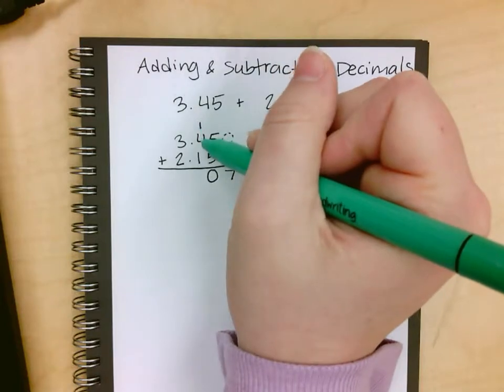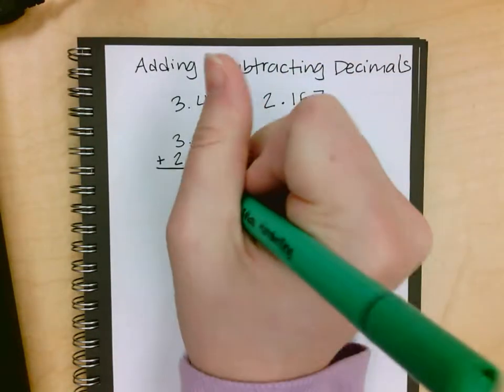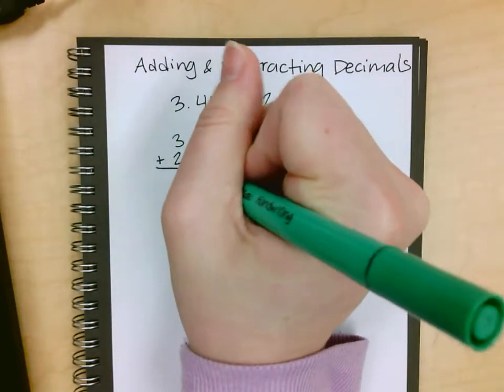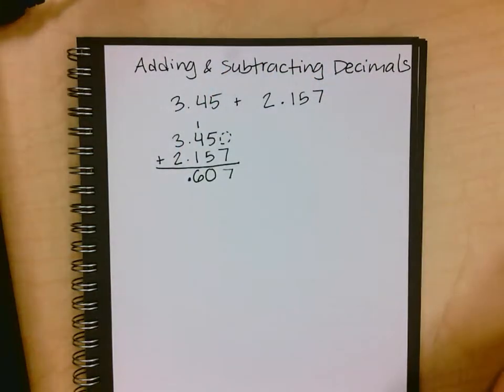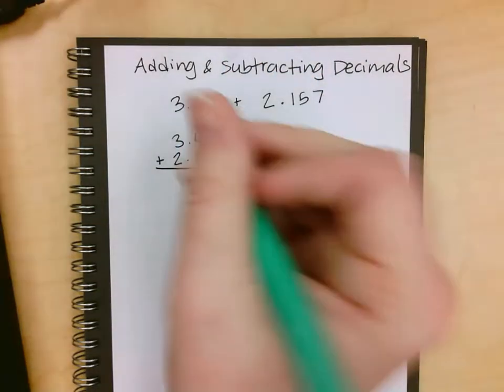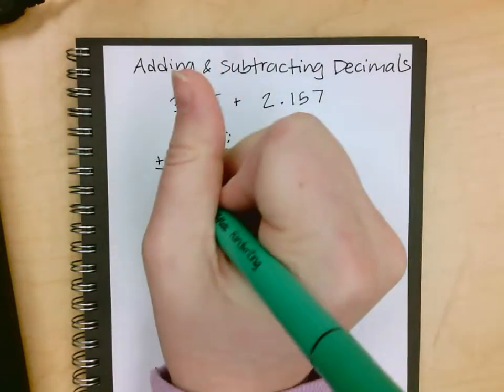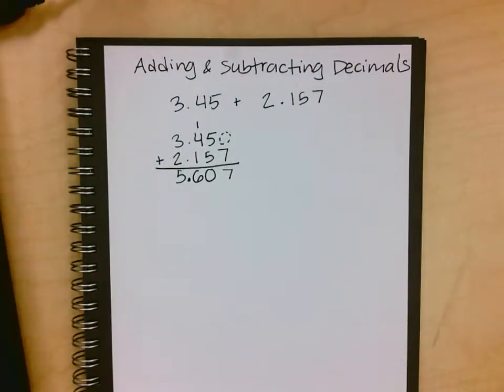Then 1/10 plus 4/10 plus 1/10 is 6/10. Then I have to make sure that I drop my decimal point down and include that in my answer. Then I have 3 ones plus 2 ones is 5 ones. So my answer is 5 and 607 thousandths.